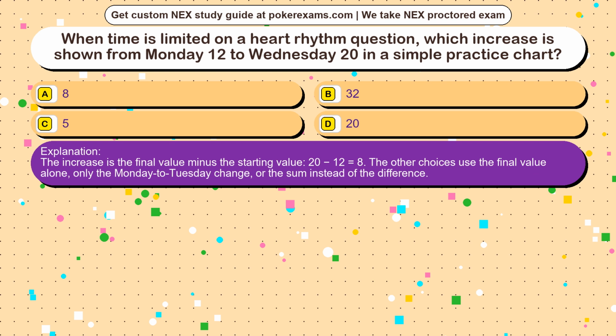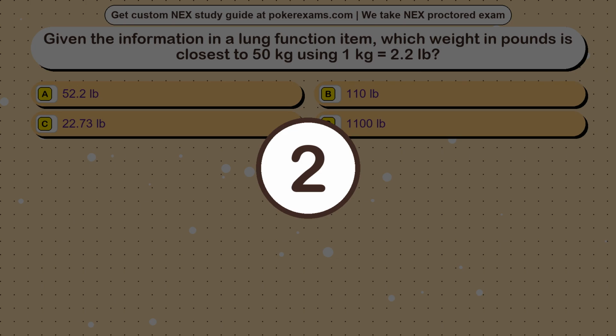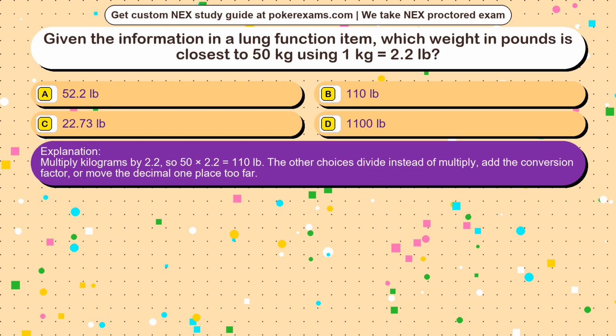Question 6. Given the information in a lung function item, which weight in pounds is closest to 50 kilograms using 1 kilogram equals 2.2 pounds? Option A, 52.2 pounds. Option B, 110 pounds. Option C, 22.73 pounds. Option D, 1,100 pounds. The correct answer is option B. Multiply kilograms by 2.2, so 50 times 2.2 equals 110 pounds. The other choices divide instead of multiply, add the conversion factor, or move the decimal one place too far.